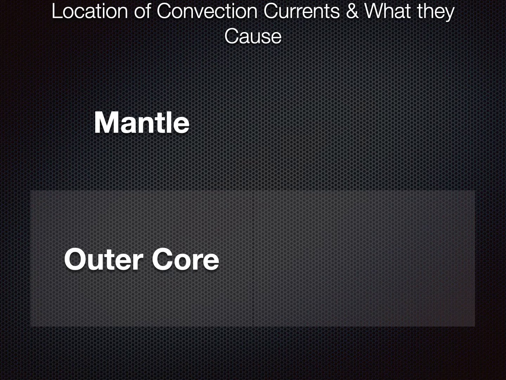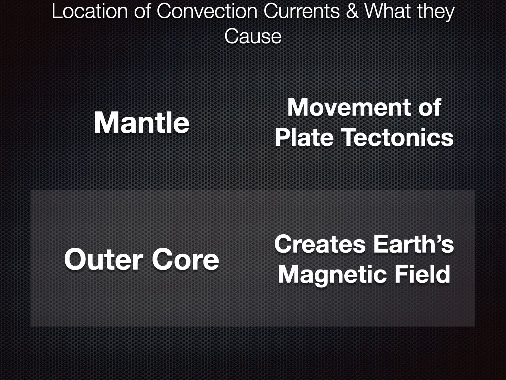Convection currents are found in the mantle and also found in the outer core, but they cause two totally different things. In the mantle, they cause plate tectonics to move, which is pretty awesome. And in the outer core, they create the Earth's magnetic field. And without that magnetic field, we would not be here. That magnetic field protects us from dangerous UV radiation from the sun.